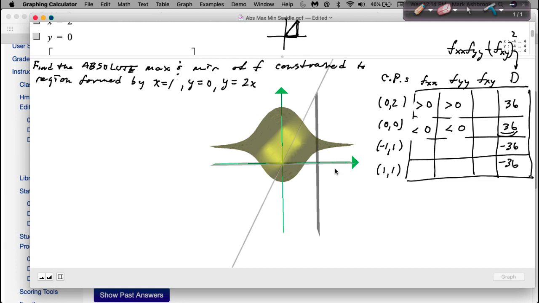And then compare their z-values, and then the biggest z-value will be the absolute max, and the smallest z-value will be the absolute min. So what was that? Do you remember when we did that in Calc 1? What were the possibilities? Would be the critical value, okay, and the points at the edge.